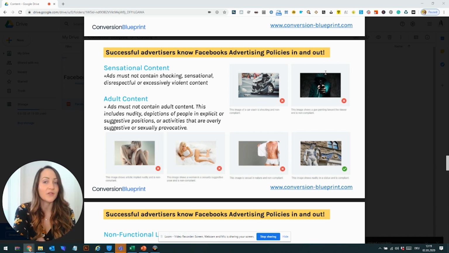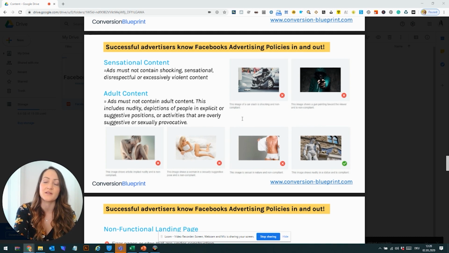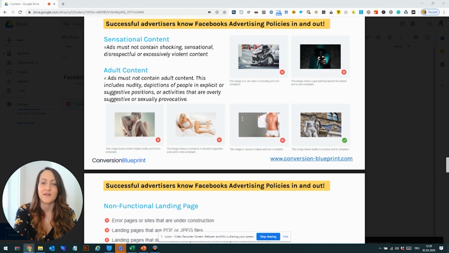Or here, this image of a gun pointing at the user. This is shocking, and it will probably stop people from scrolling, but it is against Facebook's policies. Again, if it gets approved, then you will definitely have to pay more, and it could also be that it gets approved but shortly after is disapproved.